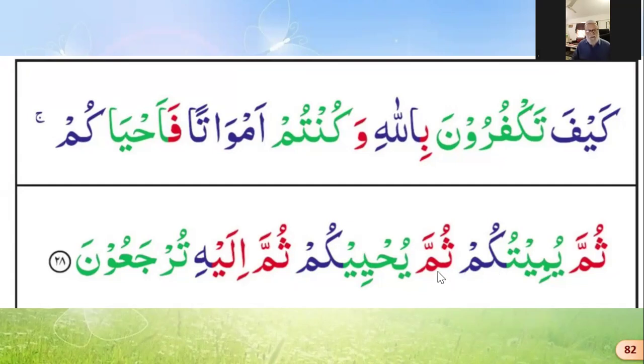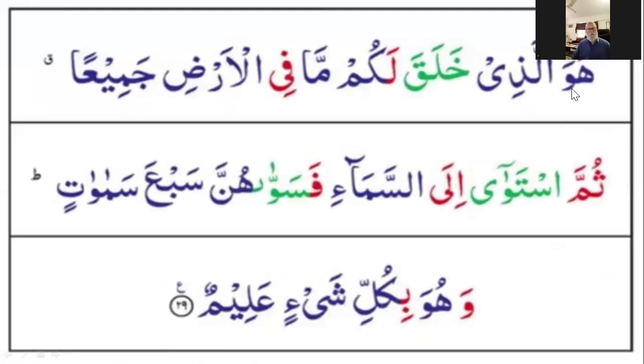Summa is a harf. Yuhi is a mudari fail verb. Kum is a zamir ism. Summa is a harf. Ila is a harf jar. Hi is an ism majrur. Turja'una it's a mudari verb. Huwa is an ism. Allazi again ism. Khalaqa the madi verb. La is a harf. Kum is a zamir ism. Ma is a harf ism. Fi is a harf. Al-ard ism. Jami'an again ism. Summa is a harf.